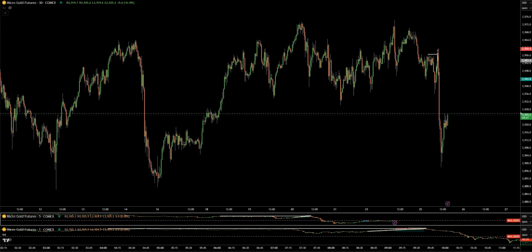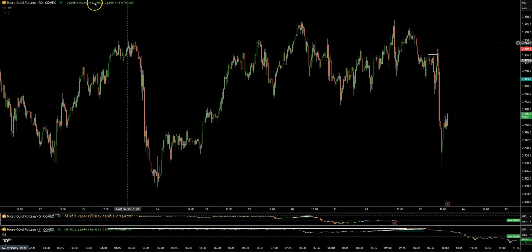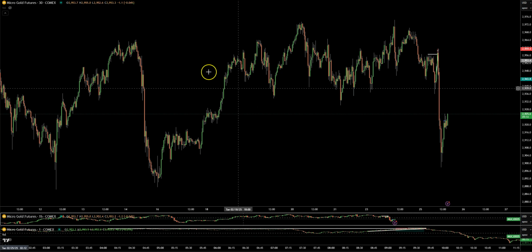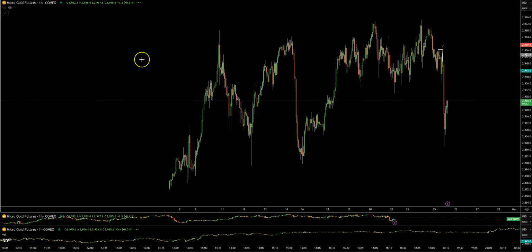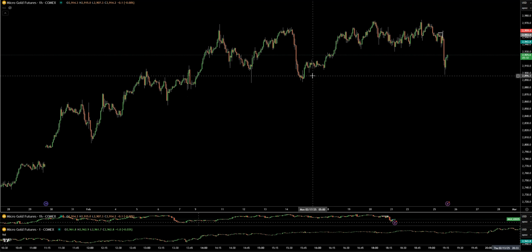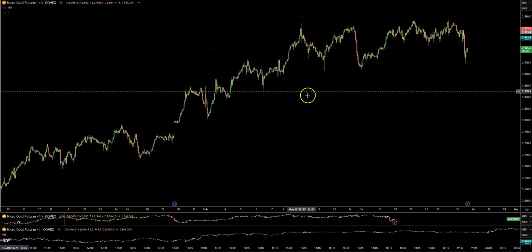Today is February 25th, 2025, and I want to break down yet another awesome trade we took on gold this morning. The chart you're looking at is the 1 hour chart. Alright, so a couple things about gold as we took this trade.